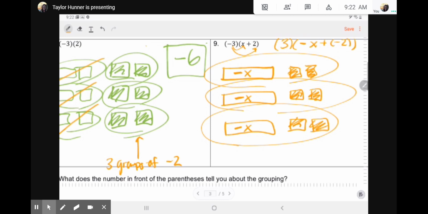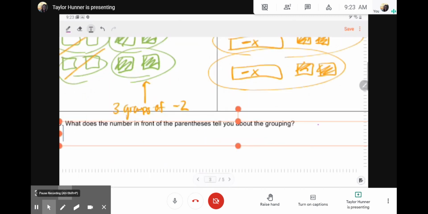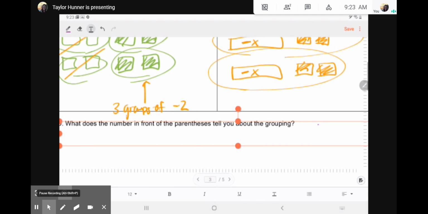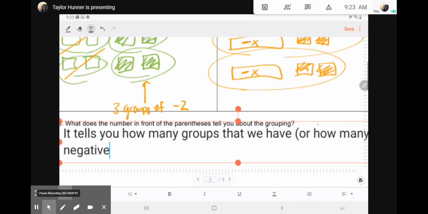That way we remember to actually draw everything correctly. Okay. So number 10 says, what does the number in front of the parentheses tell you about grouping? The number in front of the parentheses, like in 8 and 9, just tells you how many groups or the amount that are in the parentheses that we need to draw. So it tells you how many groups that we have, or how many negative groups that we will have.